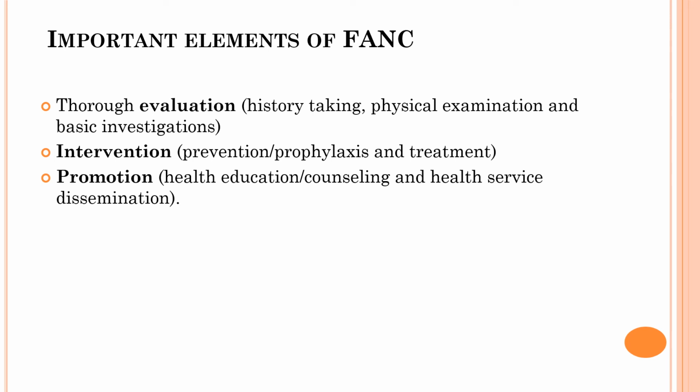What are the important elements of focused antenatal care? Thorough evaluation through history taking, physical examination, and basic investigation, as have been taught under antenatal care. Intervention such as prevention, prophylaxis, and treatment. Prevention, for example, giving hematinics to prevent anemia, giving IPT prophylactically to prevent what? Malaria. Intervention and treatment. For example, if the patient sometimes comes down with malaria, you want to treat the patient. And promotion, health promotion through health education, counseling, and health services that we have discussed during the course of this discussion.